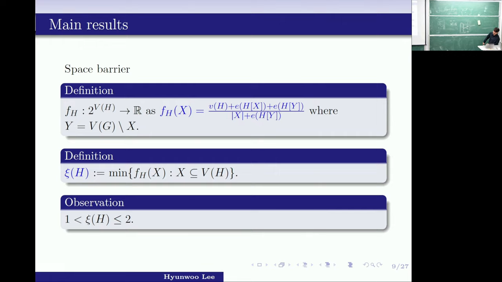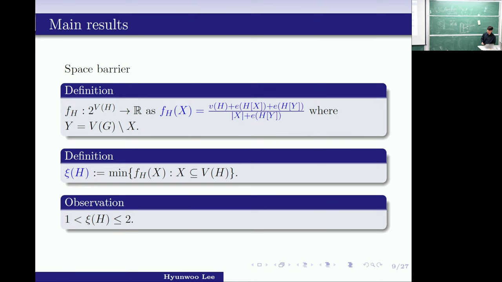We note that since f_H(X) is defined as the whole size over this smaller size, if psi_H is close to 2, it means the bipartite subdivision of H is in some sense balanced, so it is hard to embed. And if psi_H is close to 1, it means the bipartite subdivision of H is in some sense highly unbalanced, so it is easy to embed. So psi_H represents the space barrier for H. This parameter is important to define our parameter psi star H.